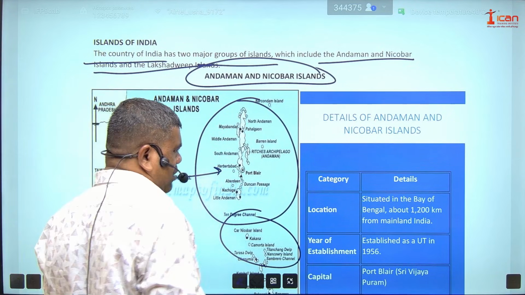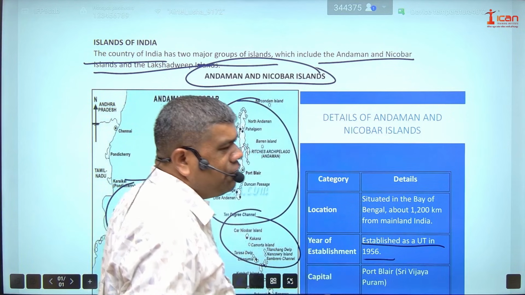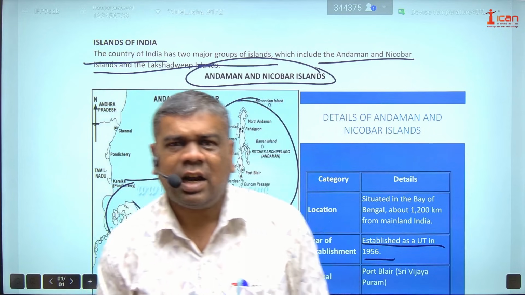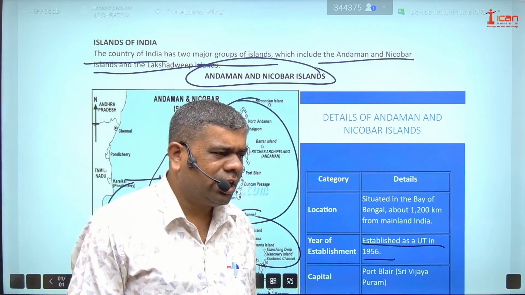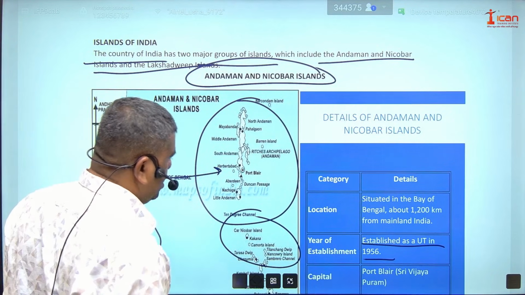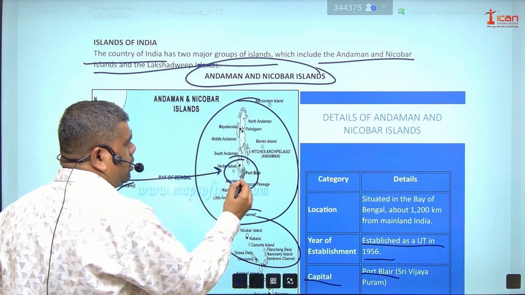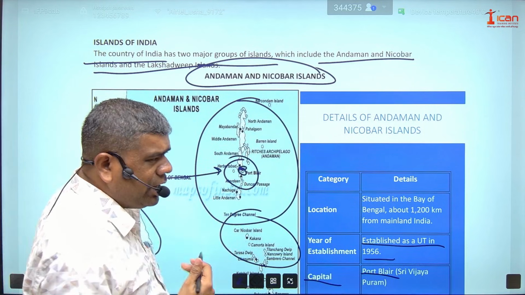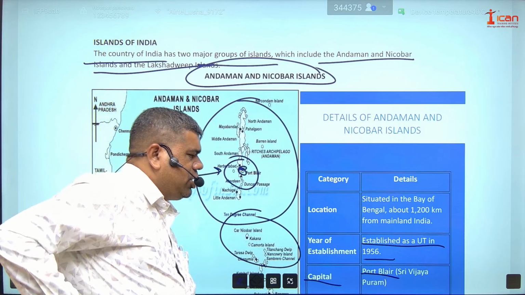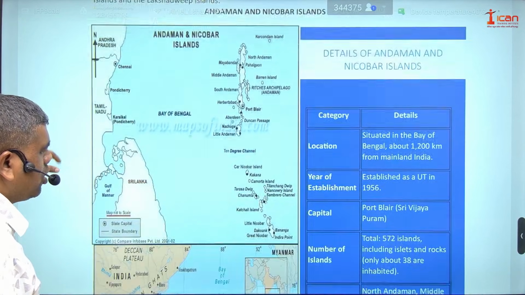Now, when was it established? Right. It was established as a union territory in 1956. So in 1956, we had the State Reorganization Commission, and they then started classifying states and union territories differently, and some were called states and others were called union territories. Then the capital is Port Blair. This is Port Blair here, right. And right now it is called Sri Vijayapuram. In 2024, we renamed it to Sri Vijayapuram. Port Blair appears a very anglicized name, so that is why they changed it.